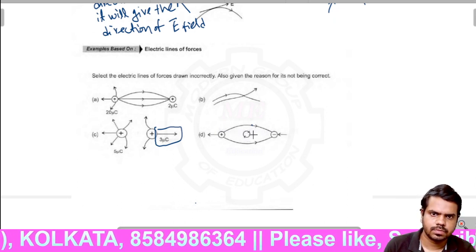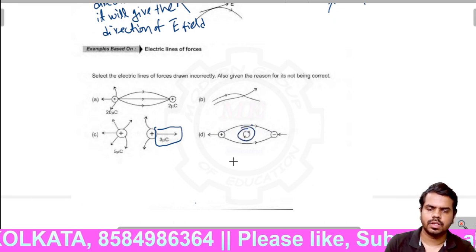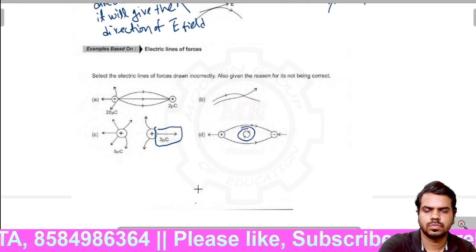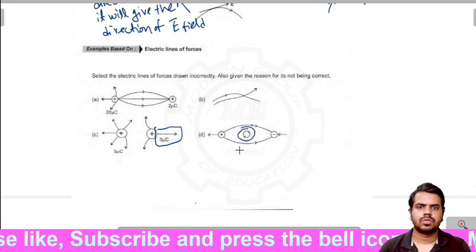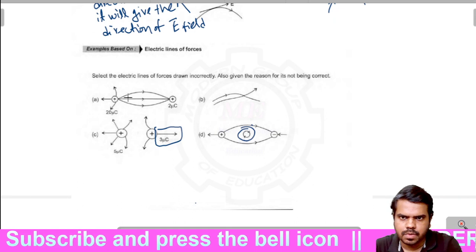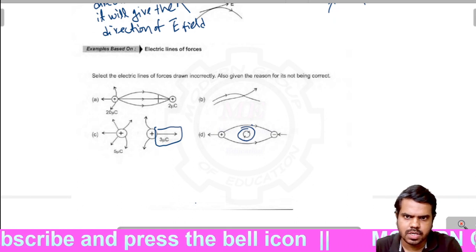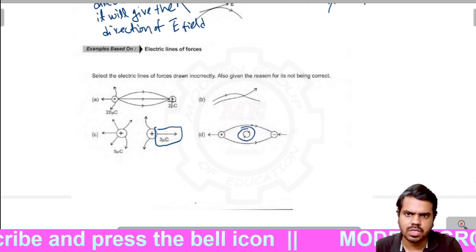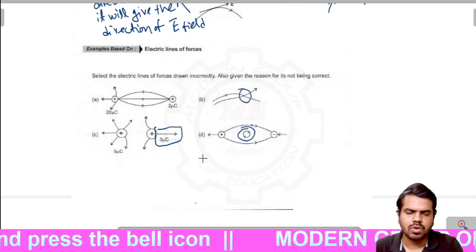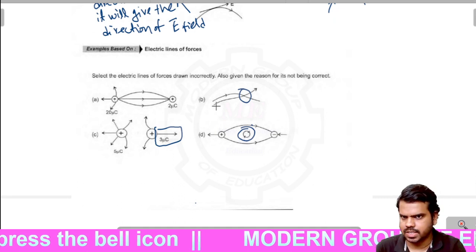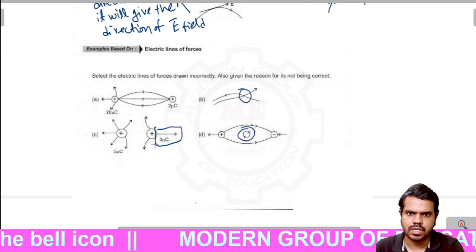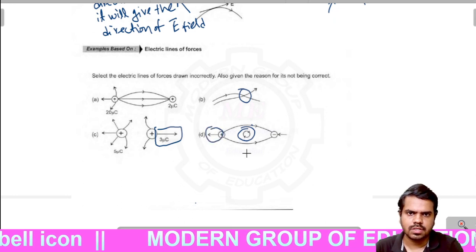This is wrong. They do not form closed loops. Okay, so this is the question. Here, between the positive charge and positive charge, there is no field line in between the two positive charges. This is wrong, because two field lines can never intersect each other. This point in this figure is wrong because this is not 90 degrees. This is also wrong, and this is also wrong.